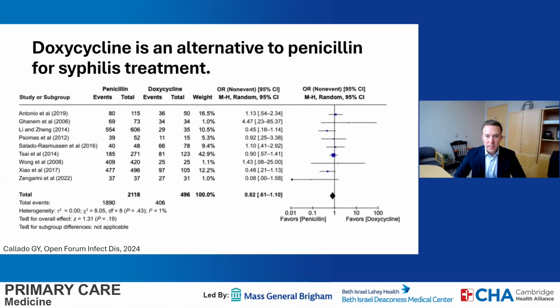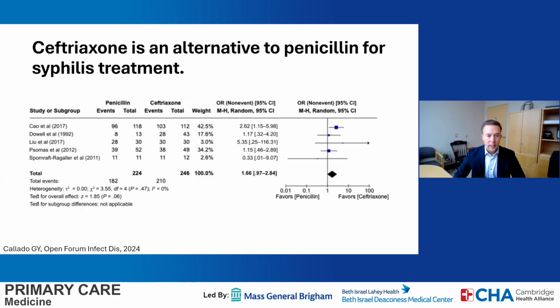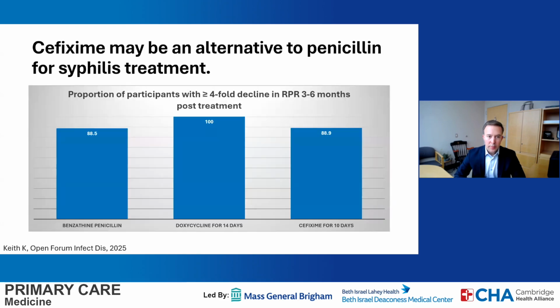Doxycycline is our most evidence-based alternative to penicillin for syphilis treatment. And this shows you the results from a meta-analysis in which doxycycline was non-inferior to penicillin. Ceftriaxone is also an evidence-based alternative, but it would be difficult in many clinical practices for someone to come every day for 10 days to receive parenteral ceftriaxone either via intramuscular injection or via IV, but that is also an option. We do, however, need other alternatives, and one that is currently being studied is the oral drug cefixime.